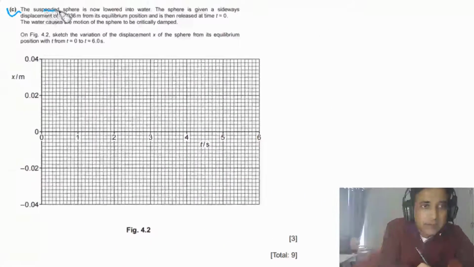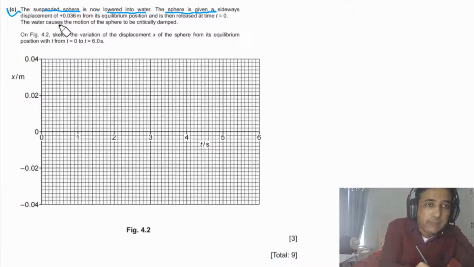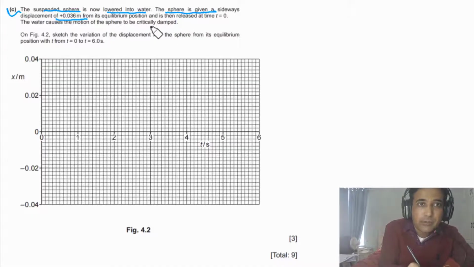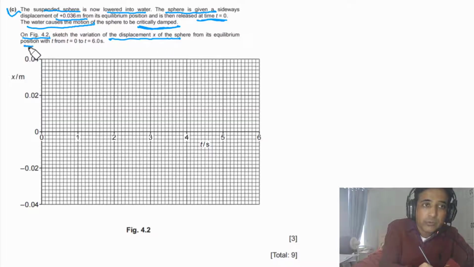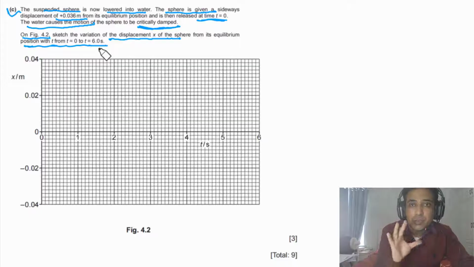Part C says the suspended sphere is now lowered into water. The sphere is given a sideways displacement of 0.036 meters from its equilibrium position and is then released at time t is equal to 0. The water causes the motion of the sphere to be critically damped. On figure 4.2, sketch the variation of the displacement x of the sphere from its equilibrium position with time from t is equal to 0 to t is equal to 6.0 seconds.